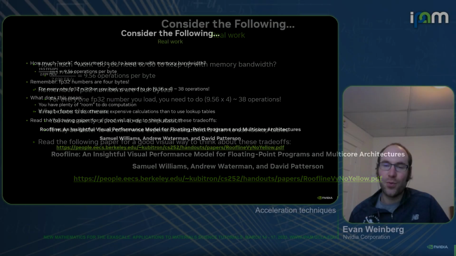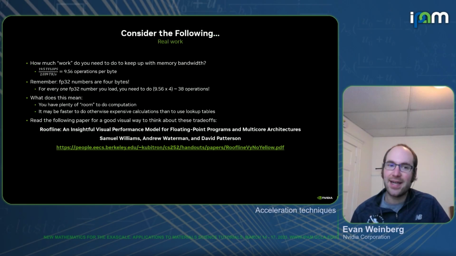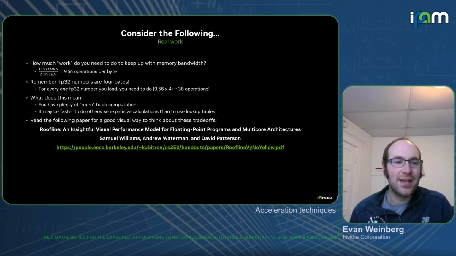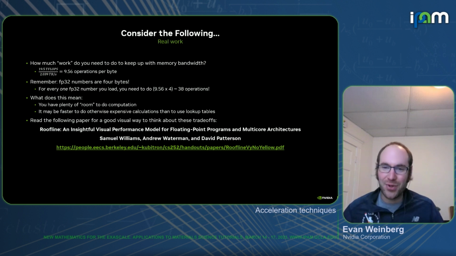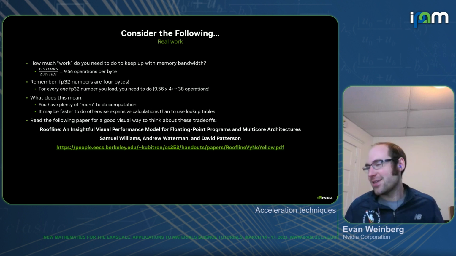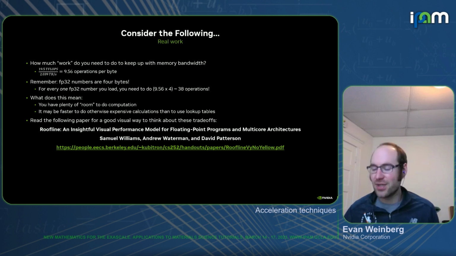So if you take one thing away from this, if you write one thing down, write down this paper and give it a read. Pour yourself a pot of coffee. Roofline: An Insightful Visual Performance Model for Floating Point Programs and Multi-core Architectures. It's a great read.